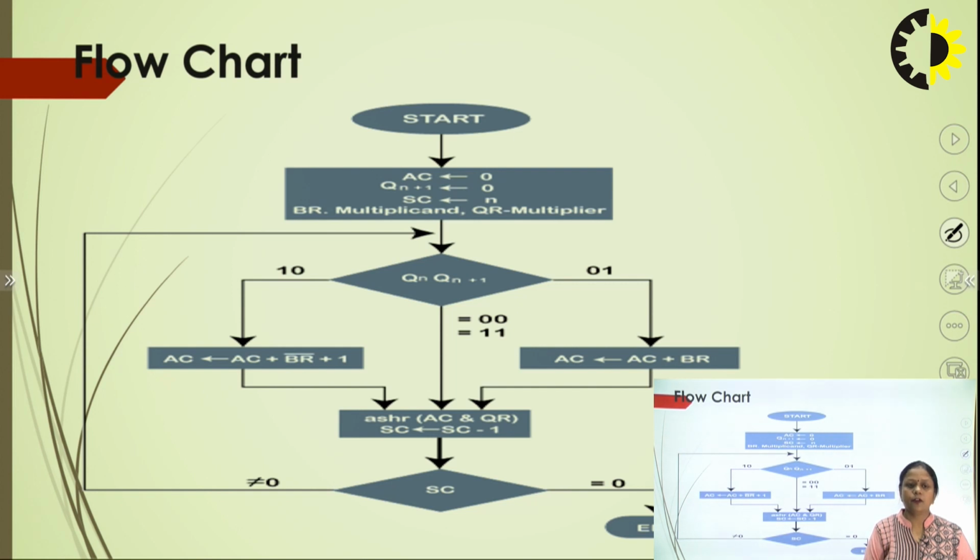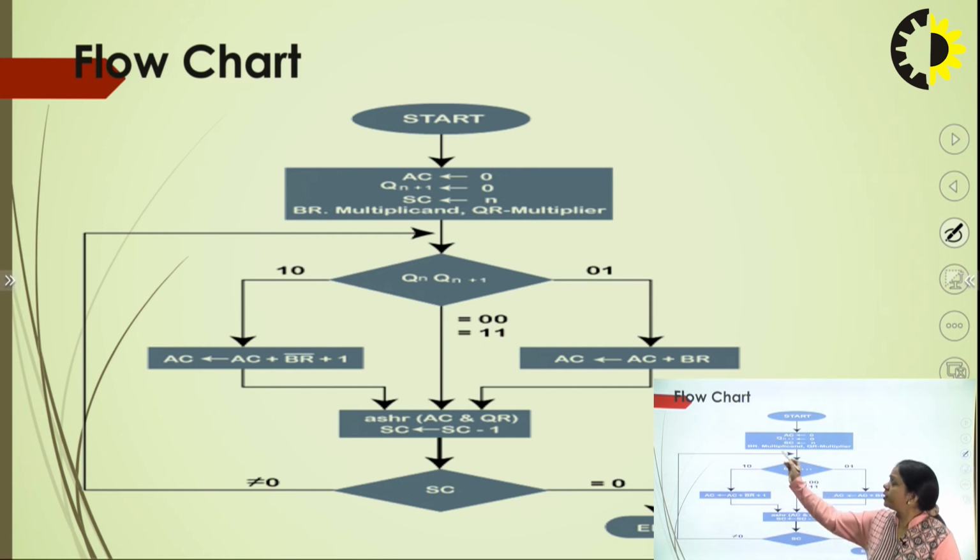That's why the value of AC will be 0 in the starting. Now, next is the Qn plus 1. The value of Qn plus 1 will be 0 in the starting. Initial value will be 0, and after the changes, it will have some other value also. The next is the N. N is your sequence counter value. If the number of bits in the multiplier is n, then the sequence counter value will be n.